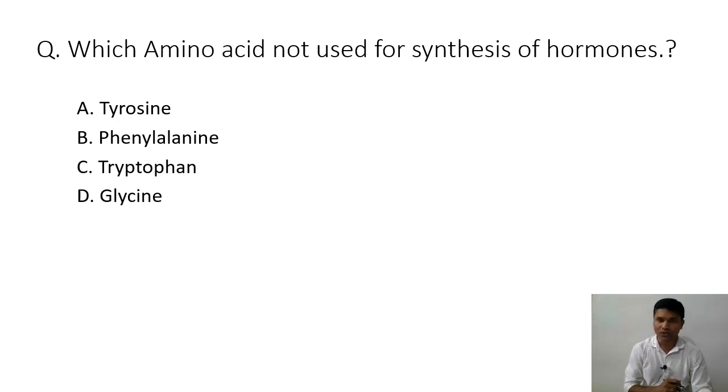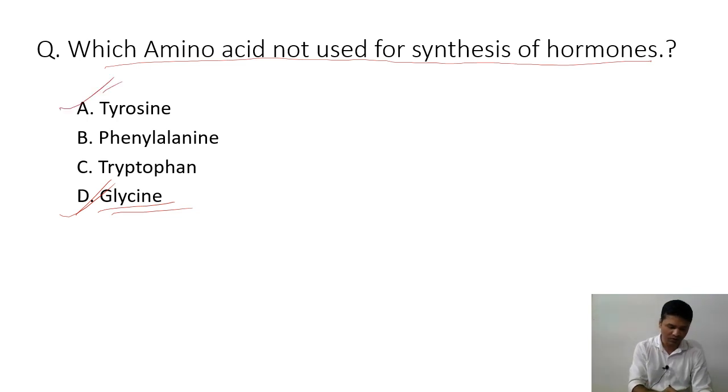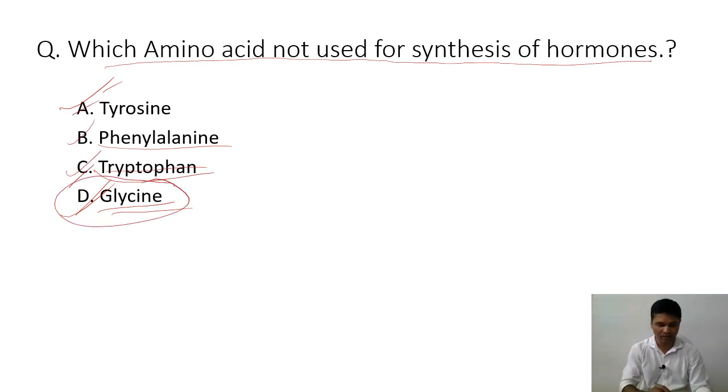One more question was there: which amino acid is not used for synthesis of hormone? The simple answer is glycine. Tyrosine is used, phenylalanine is used, tryptophan is used. And what is not used? The glycine. So glycine will be the answer.